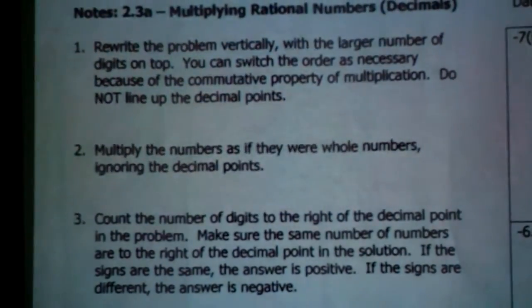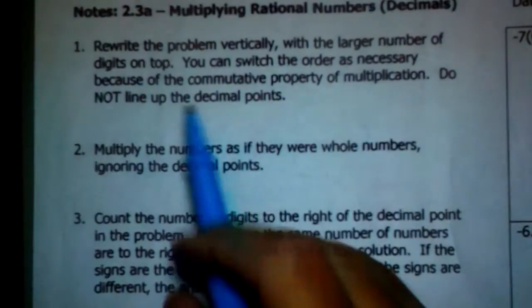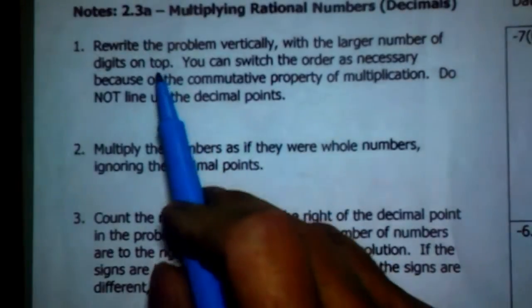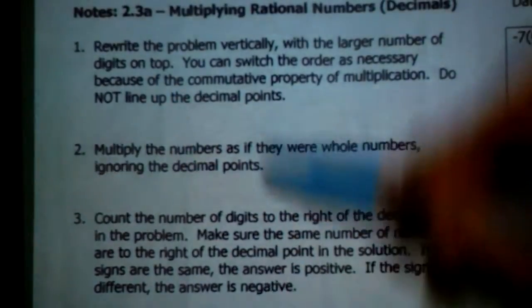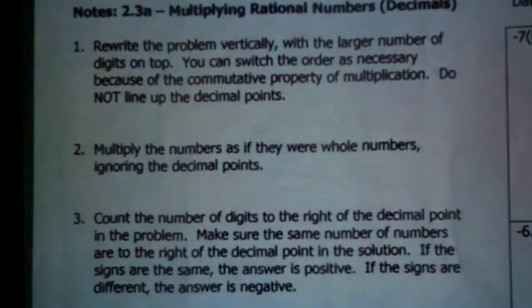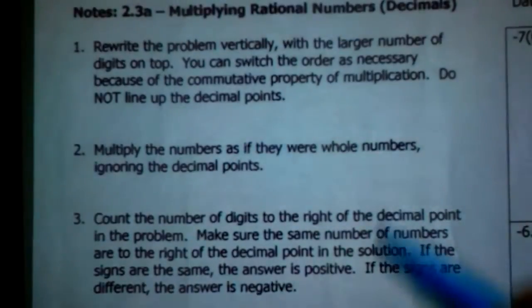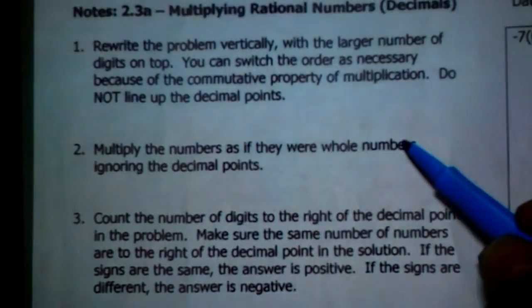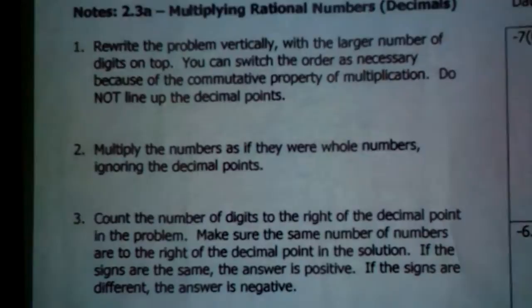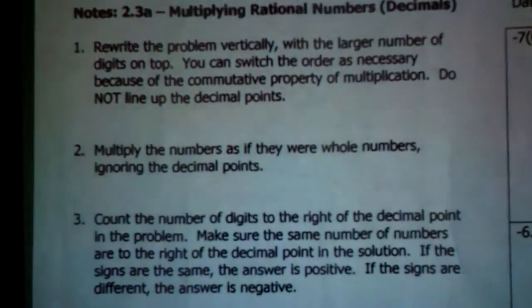All right, so when you're given a problem with decimals and you have to multiply, all you're going to do, step 1, you're going to want to rewrite the problem vertically, up and down. You want the larger number of digits on the top. So you're not looking for the larger value, you're looking for the larger number of digits. You can switch the order because of the commutative property of multiplication. You don't have to line up the decimal points.